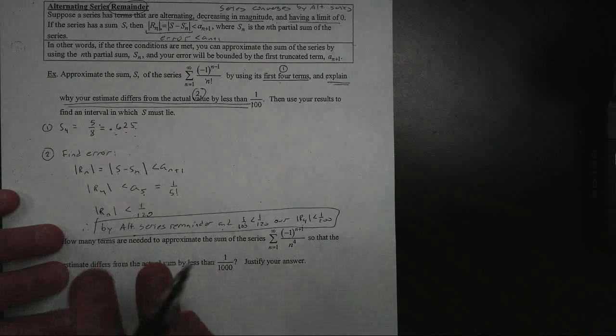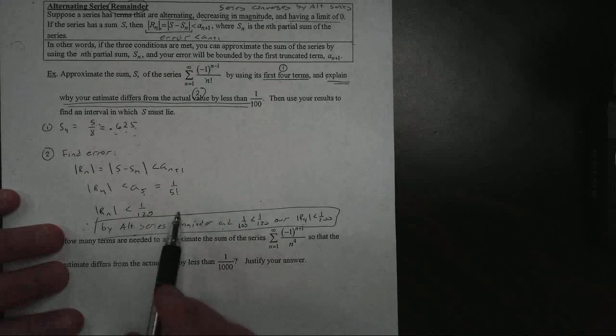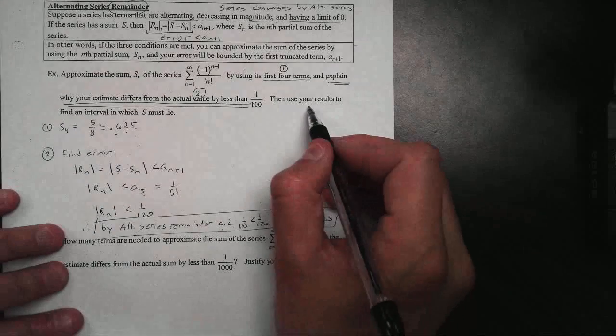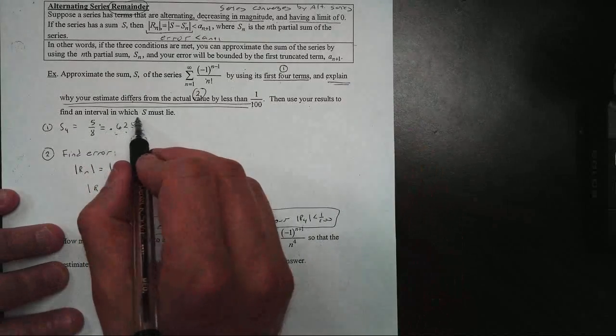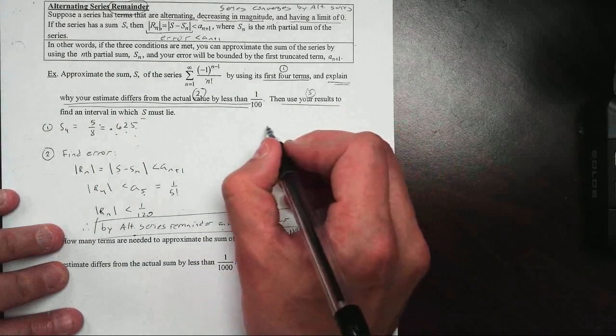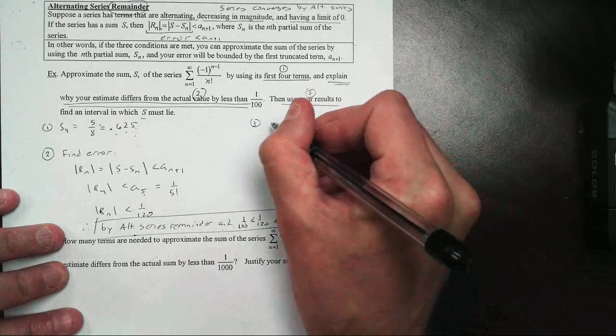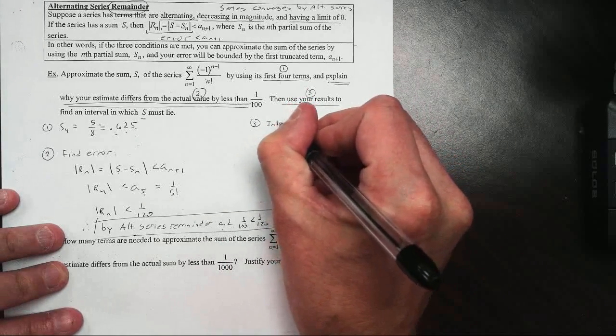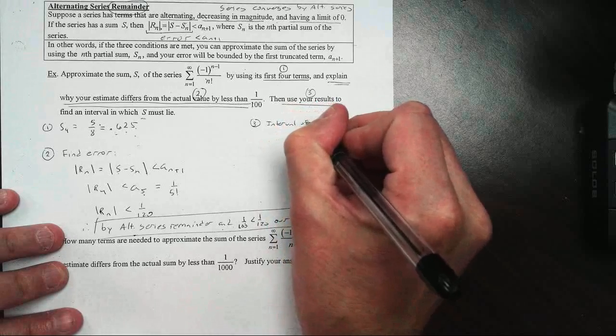So now we actually have one more part here. The next part says, let's use our results to find the interval in which the actual value must lie. This is part 3. For part 3, I want to find the interval of the actual sum.